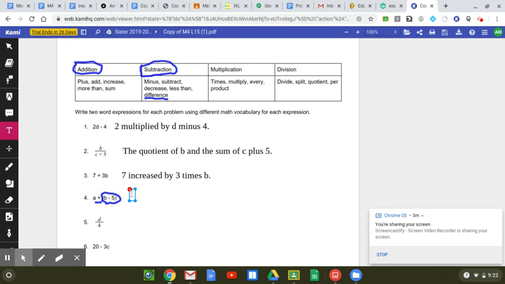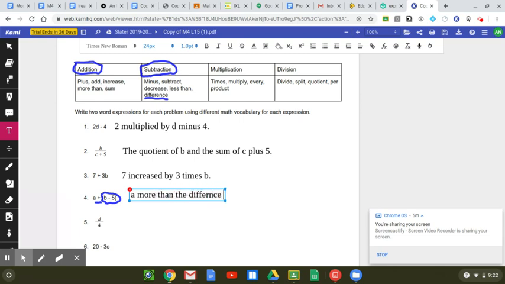So I'm going to say a more than, I haven't used that yet, the difference of b and 5. Okay, so I have a more than is the a plus, and then the difference of b and 5 is b minus 5 here.